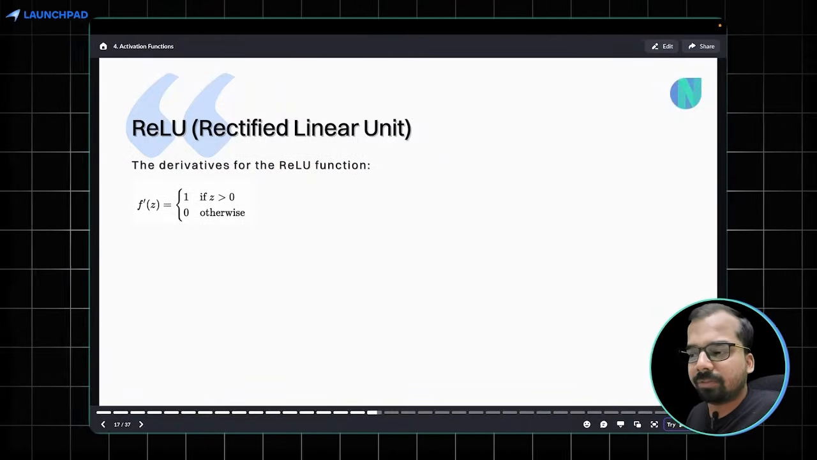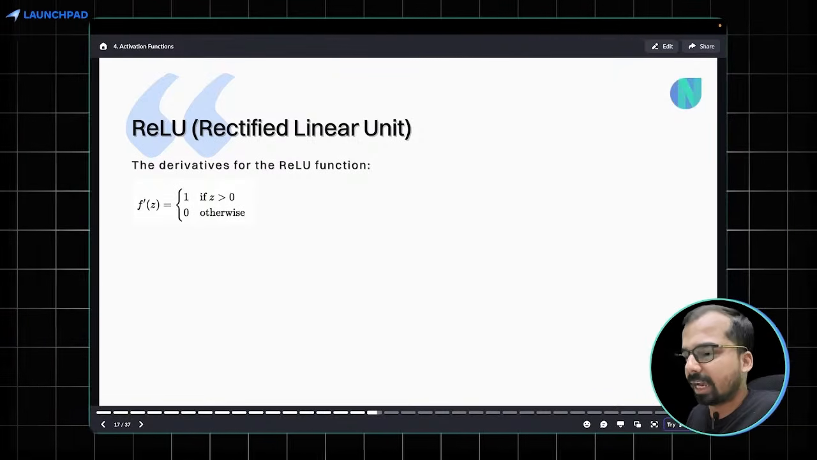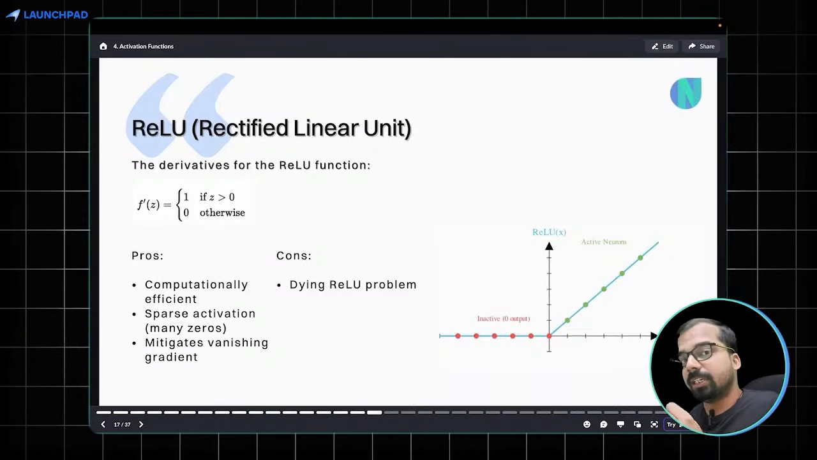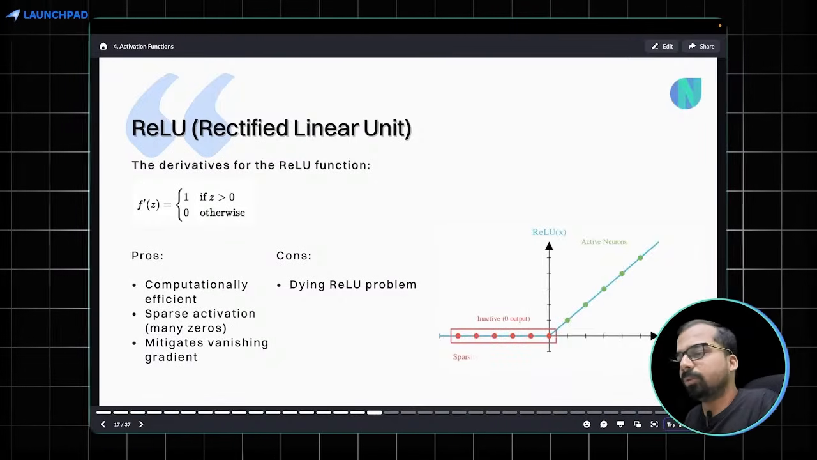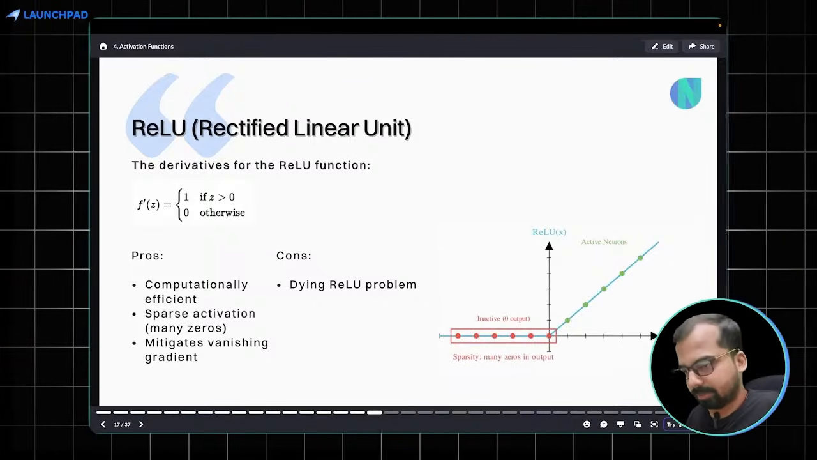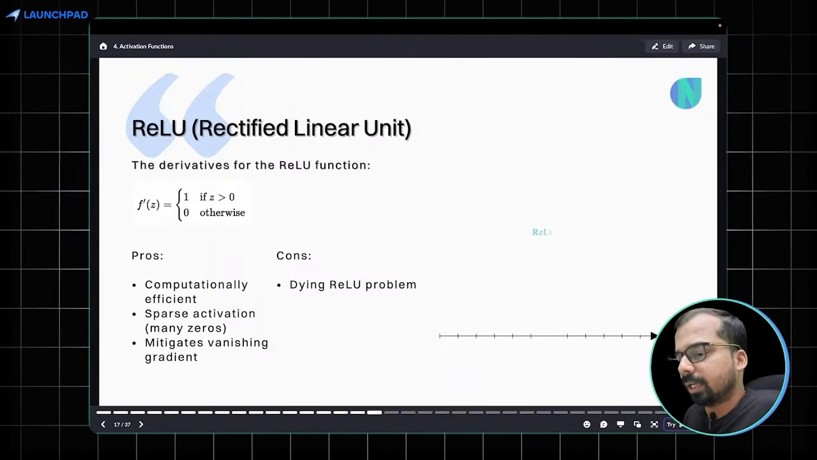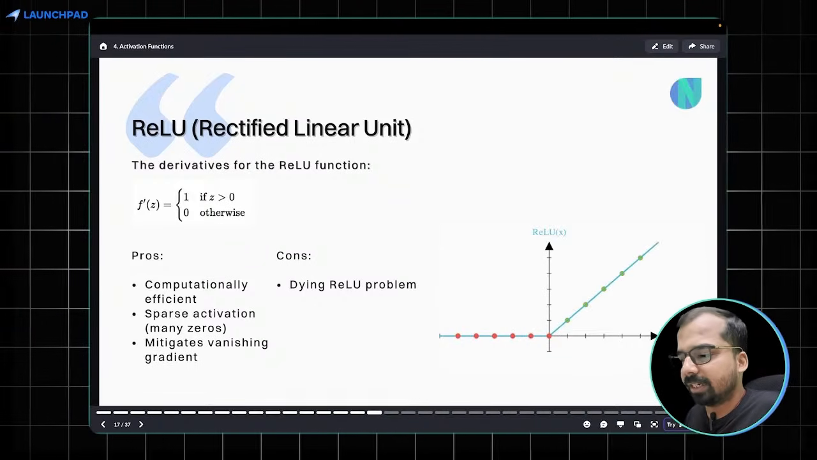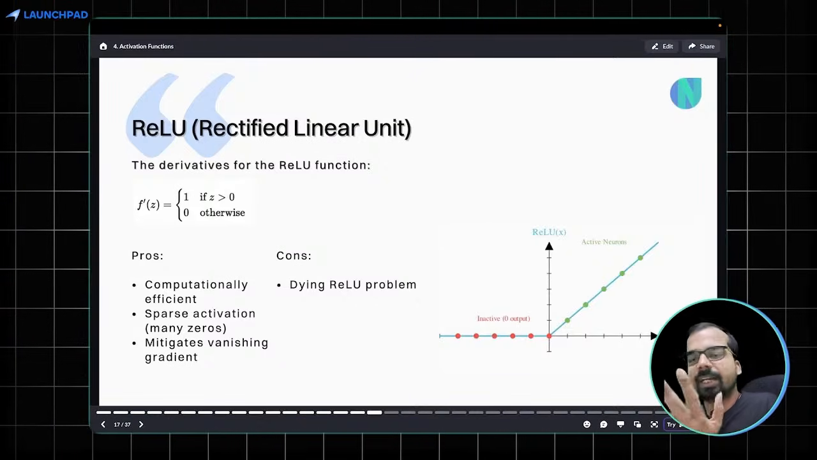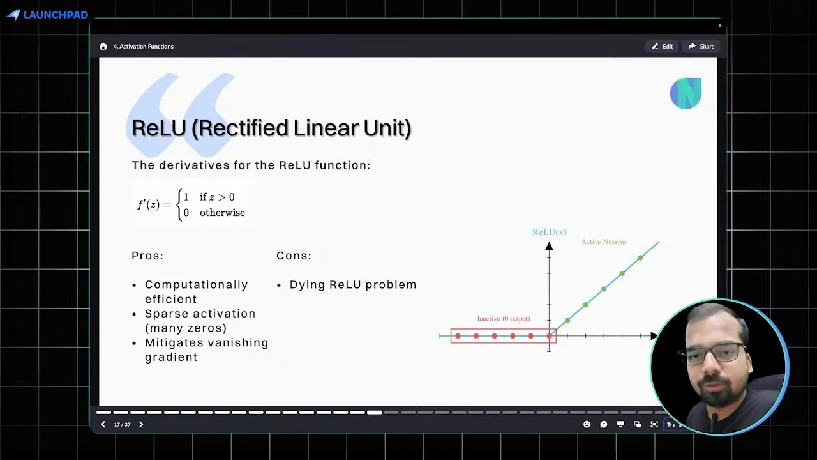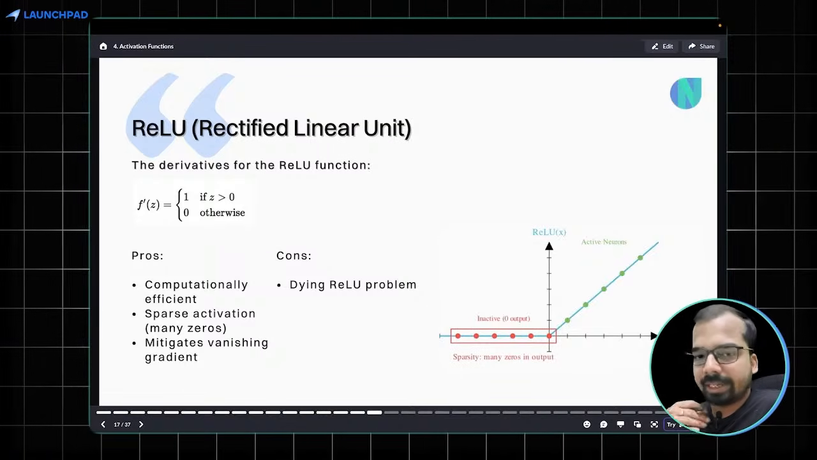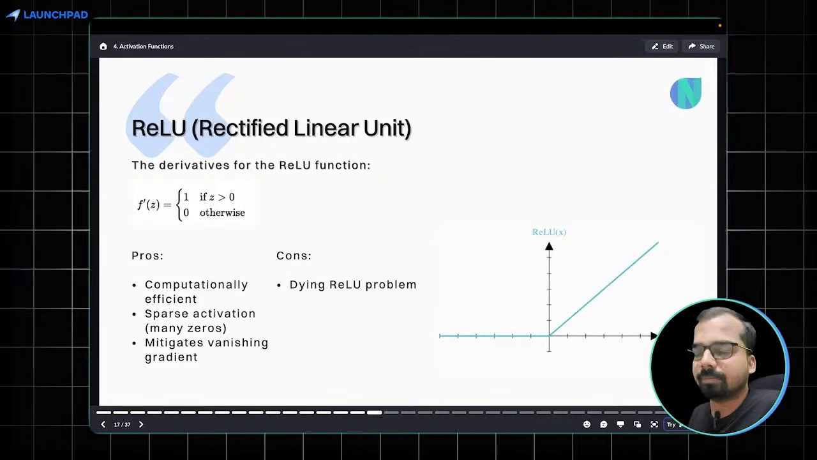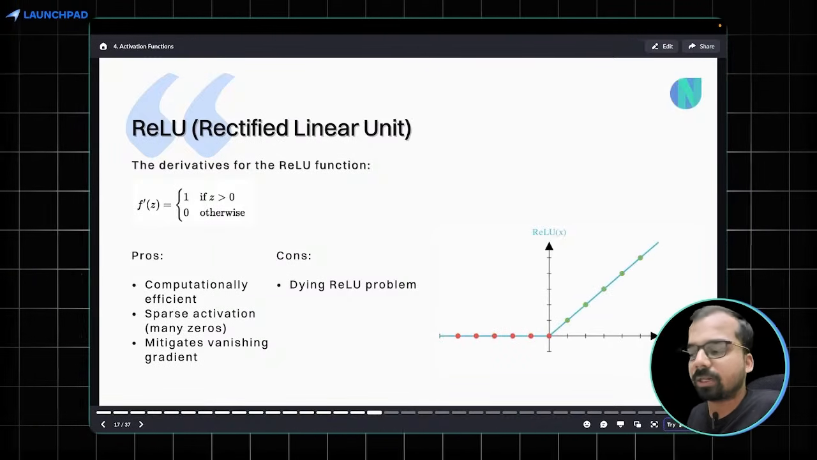And the derivative of it is very easy. It's either 1 if z is greater than 0, otherwise it is 0. So it's very computationally efficient because we will be computing the derivative of the activation a lot of times. It mitigates vanishing gradient a lot, but it still suffers from it towards the negative side, and that is known as the dying ReLU problem. Basically, you will not get any value. It will always be 0 if the weighted sum comes out to be 0 or less than 0.